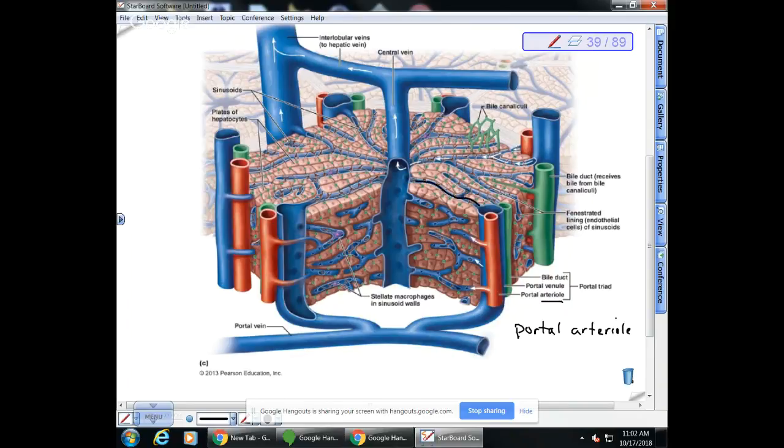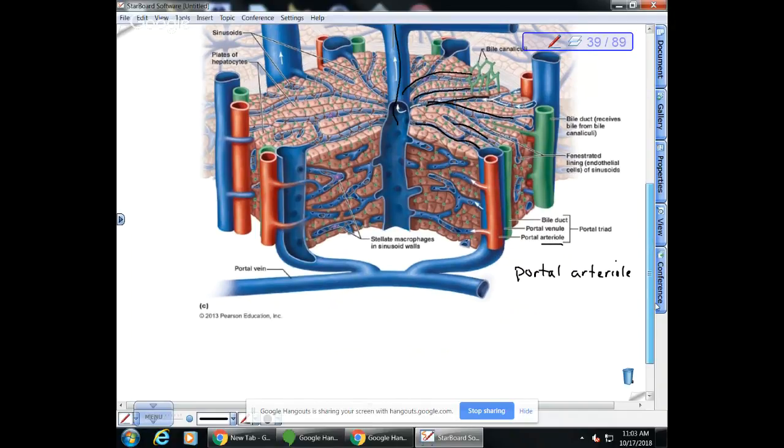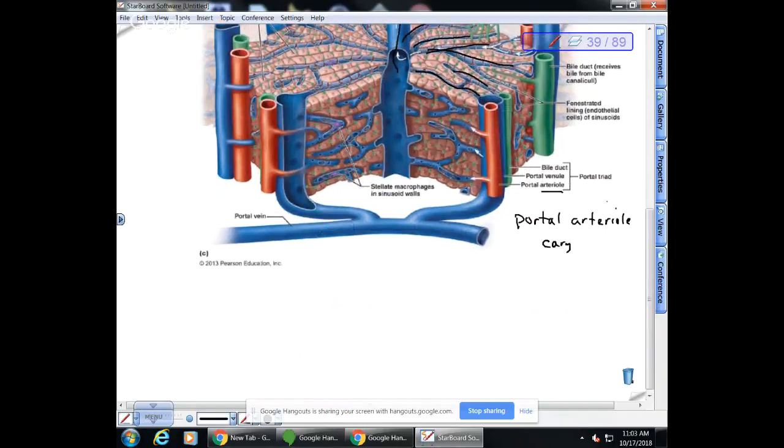it's almost like pages of a book, right? It passes through this filtering system, and then it comes out through the central vein. So the portal arteriole is carrying oxygen-rich blood to the liver lobule, so specifically to the hepatocytes.